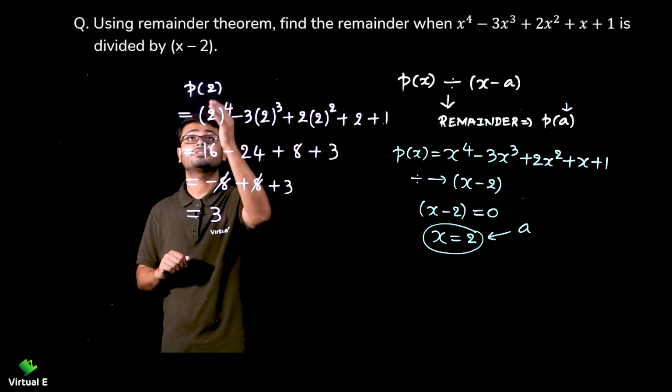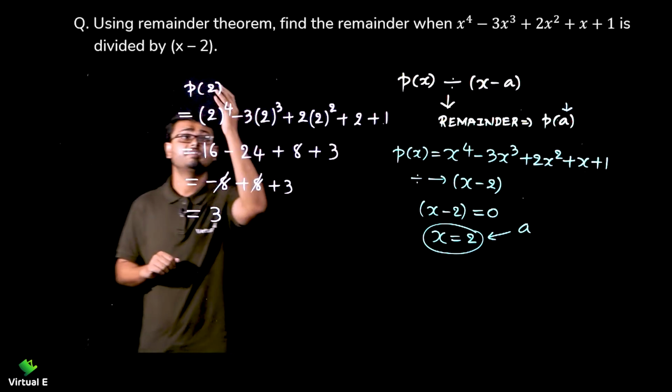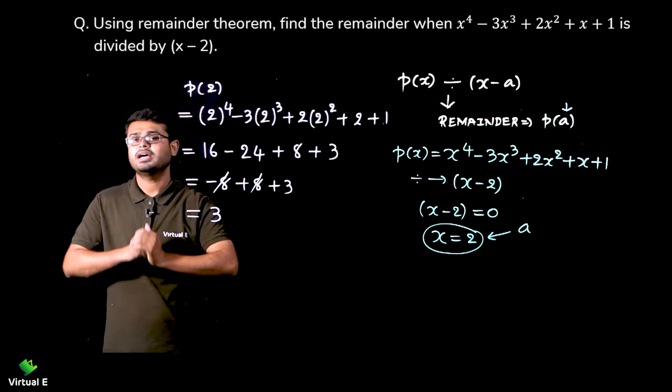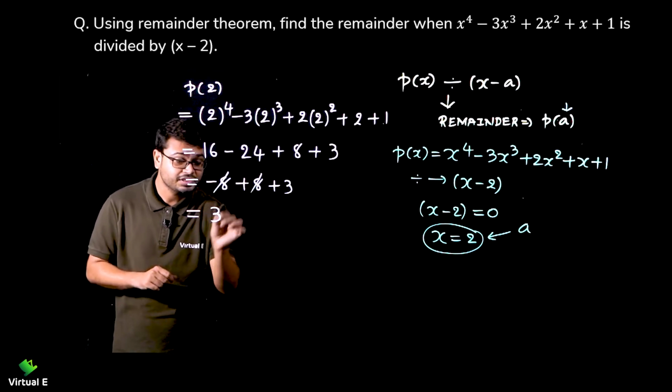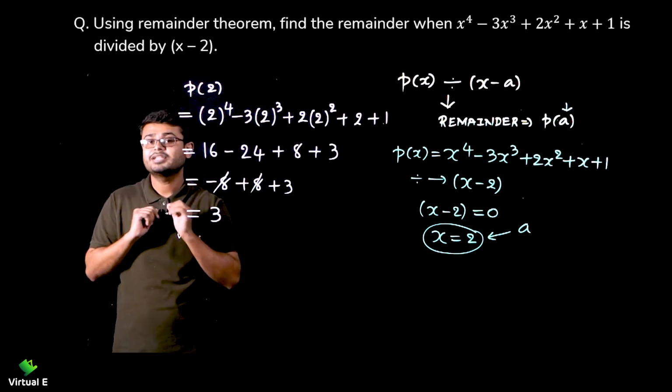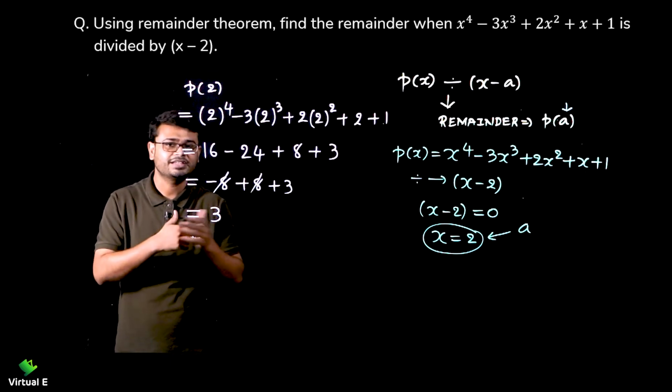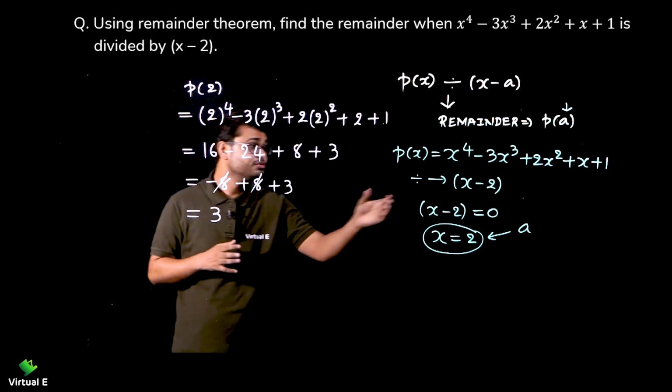So we substitute, we find the value of p2, we substitute and get the, you need to do the simplification and get the answer. So in this case, remainder is 3. Remember, what is the advantage of this theorem? We are not supposed to do that long division and then find the remainder. Here, we just need to simplify further.